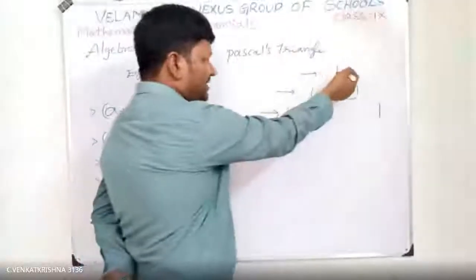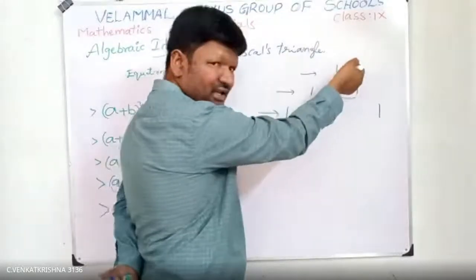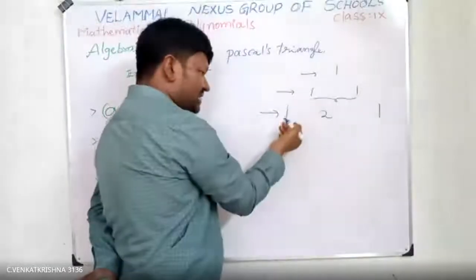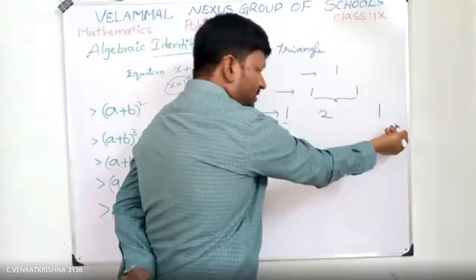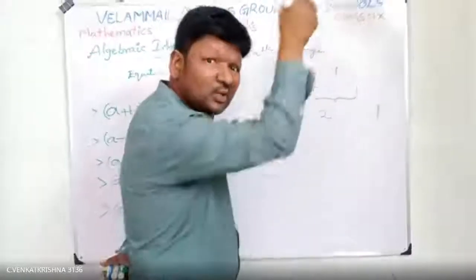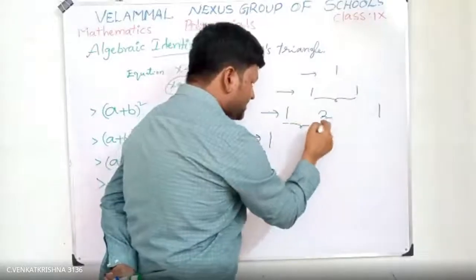So the first row is 1. The second row is again 1, 1, because there is no number to add. Start with 1, end with 1. The middle is the sum from the preceding row. The next is 1, and these two sum to how much?